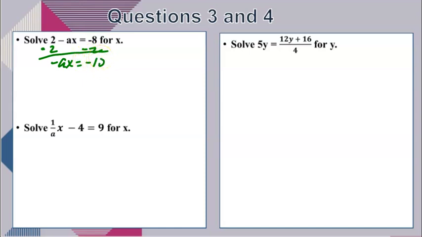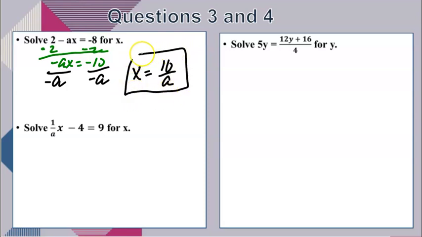Now to get x by itself, I'm going to divide everything by negative 8. Make sure you take that negative with it. That leaves us with x equaling negative 10 divided by negative 8, which is 10 divided by 8. Just remember, when I have a negative divided by a negative, it always becomes a positive.